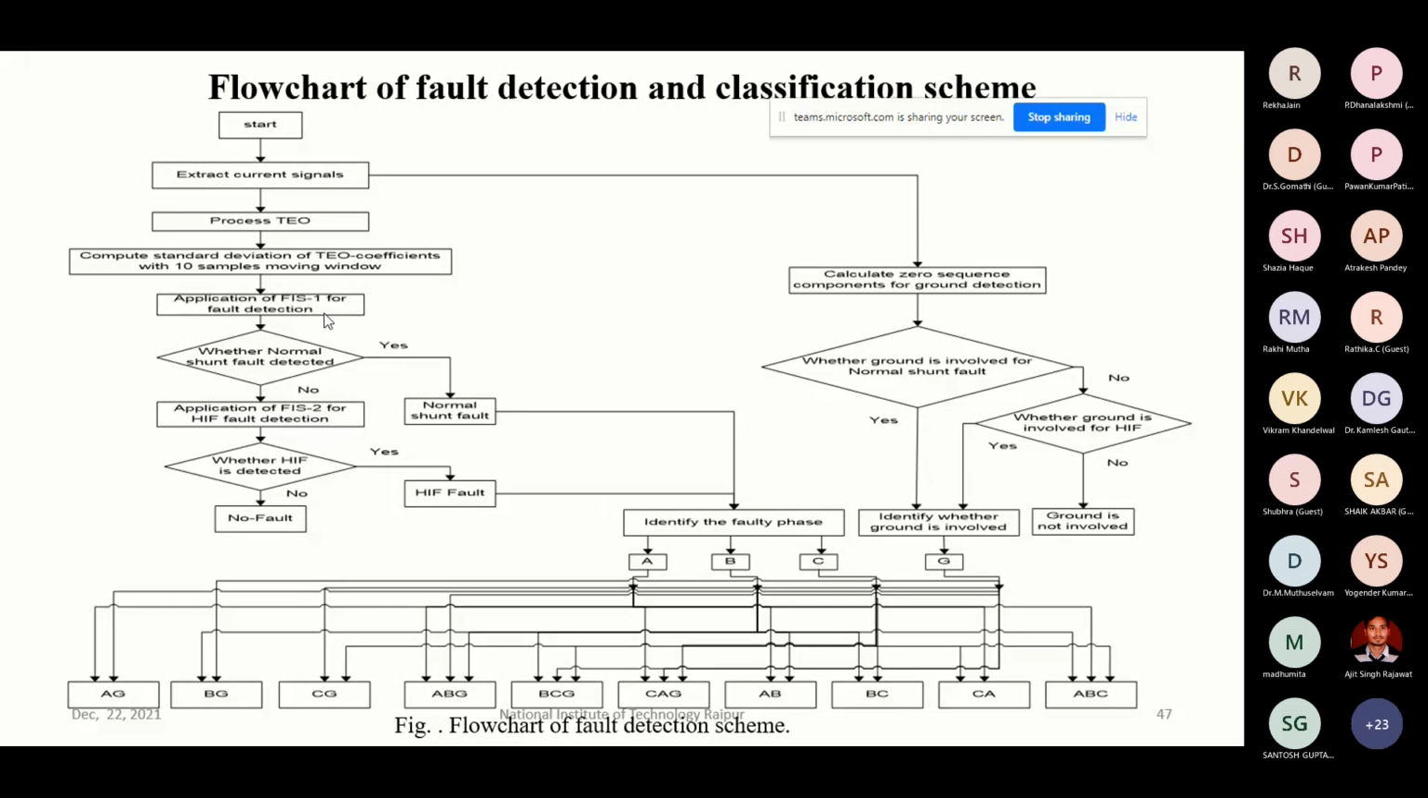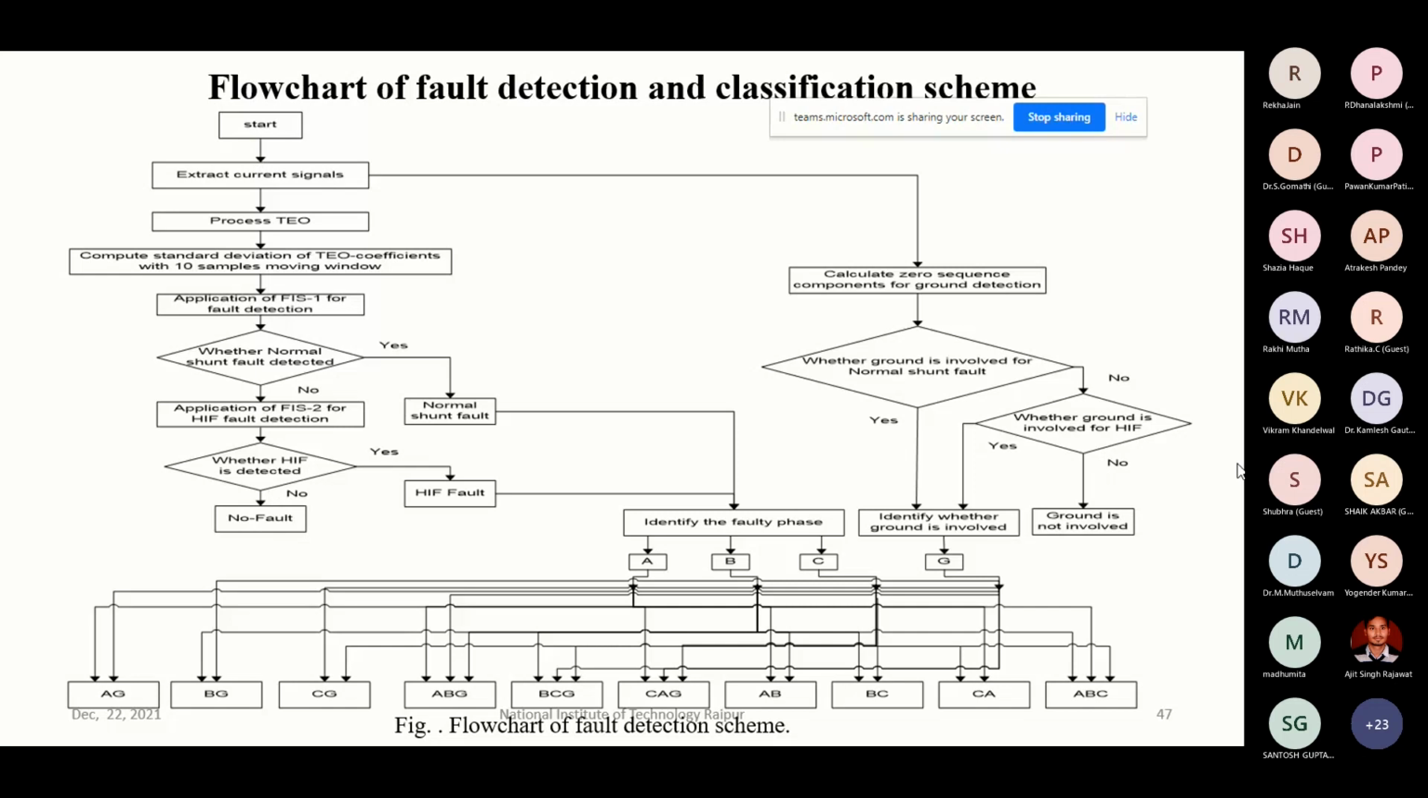FIS1 is designed to detect whether the fault is present or not, whether it is a normal shunt fault. Normal shunt fault, you can say, is other than the HIF fault. If yes, it further goes to identify which of the three phases of the distribution system is faulty and whether ground is involved or not, so that they can classify the overall 10 types of fault in the system. If the normal shunt fault is not detected, then another FIS is designed to detect whether the HIF fault is present in the system or not. If an HIF fault is detected, again the fault is classified. If no fault is there, we move on to the start point.